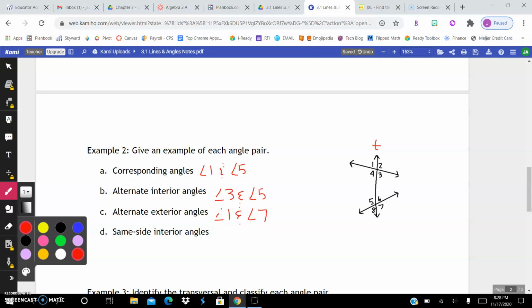And then same side interior angles. So on the inside and on the same side as the transversal. So one set would be 4 and angle 5. The other set would be angle 3 and 6. That would also be a correct answer there.